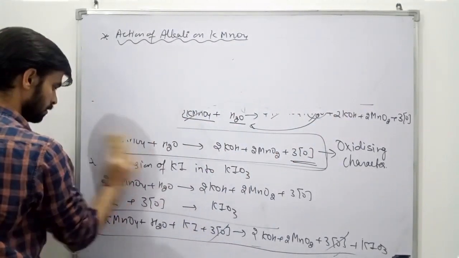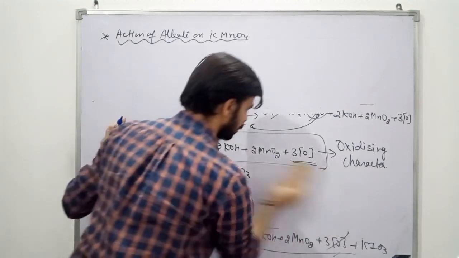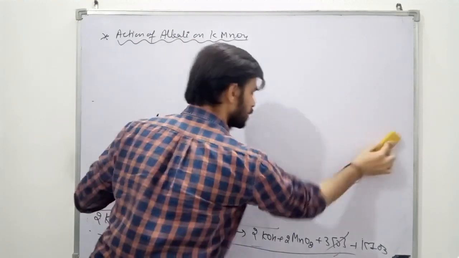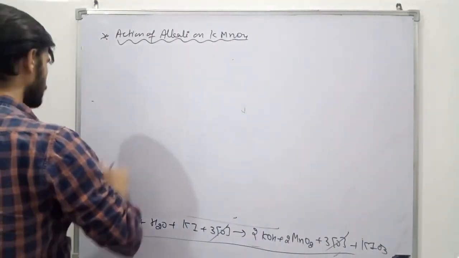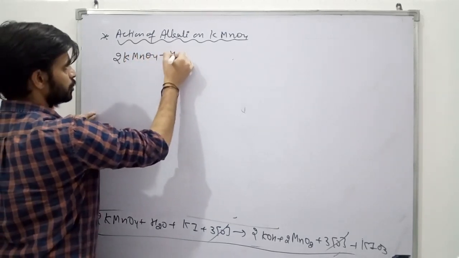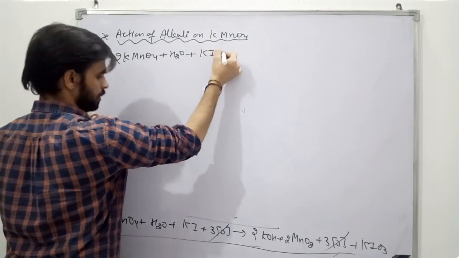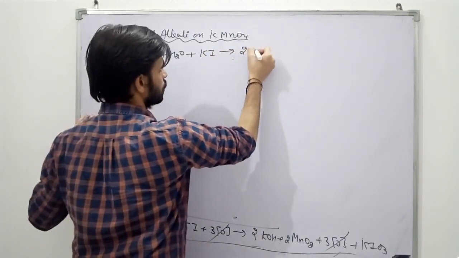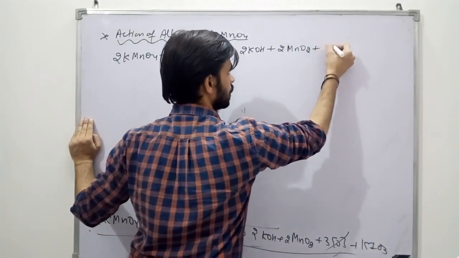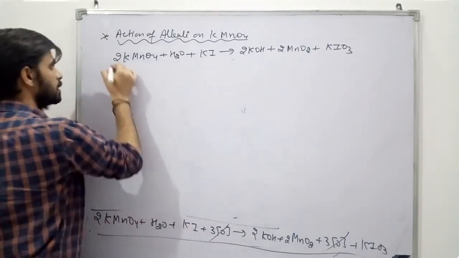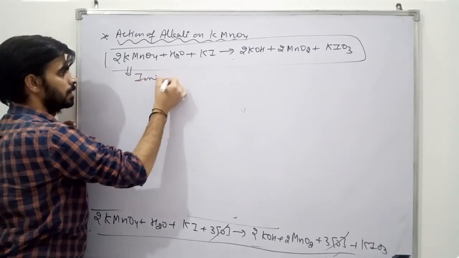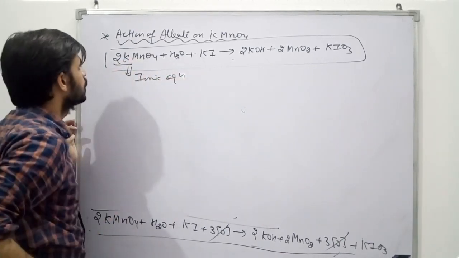Now again, conversion of molecular equation into the ionic equation. As we have 2KMnO4 plus H2O plus KI, it converts into 2KOH plus 2MnO2 plus potassium iodate. This is your molecular equation. Convert it into the ionic equation. Again, neglect potassium.